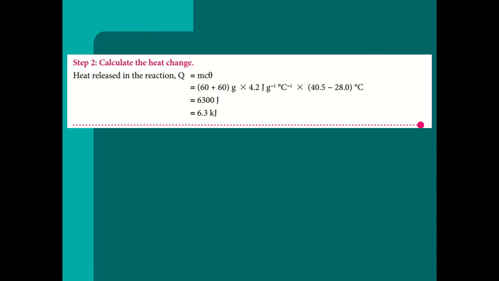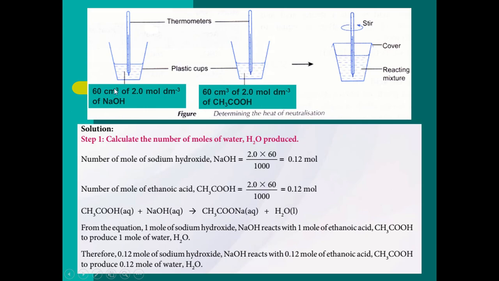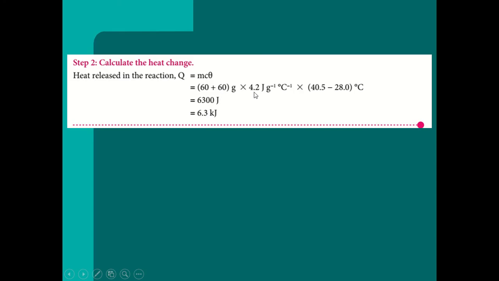So the next is masuk step 2, kita kira nilai Q. Okey, masuk saja rumus mc theta. Jadi m dia mass of the solution of the reactant. Jadi kita ada dua, 60 tambah 60 tadi, 60 cm3, 60 cm3 convert jadi gram, darab c 4.2 darab dengan dia punya theta temperature change. Okey, the highest temperature 40.5 tolak dengan average dia 28. Jadi kita akan dapat 6300 joule. So sebab kita nak cari delta H, kita convert dia kepada kilojoule, bahagi 1000 dapat 6.3 kilojoule.